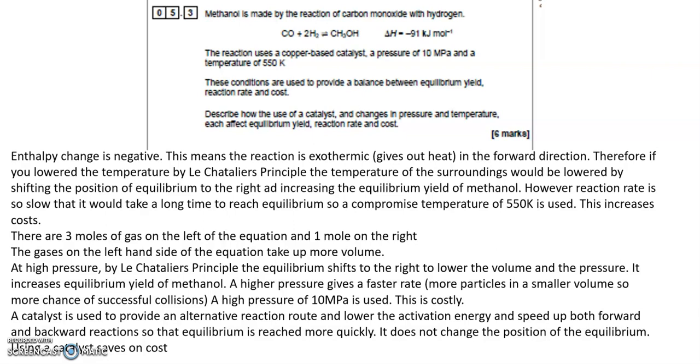So remember, equilibrium is when the rate of the forward and backward reactions become the same and no longer change, and the concentrations of the reactants and products no longer change. So the equilibrium position will be reached more quickly, and so that's going to save on cost.